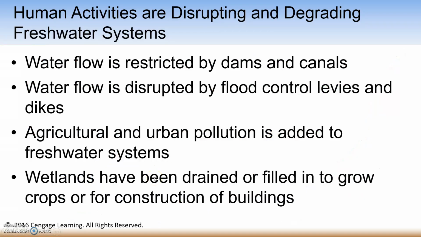This is a list of how human activities are disrupting and degrading freshwater systems. Putting in canals can be detrimental, as well as flood control levees. And then obviously agriculture and urban pollution is one of the major ways in which we're impacting our water quality, and draining wetlands as well.